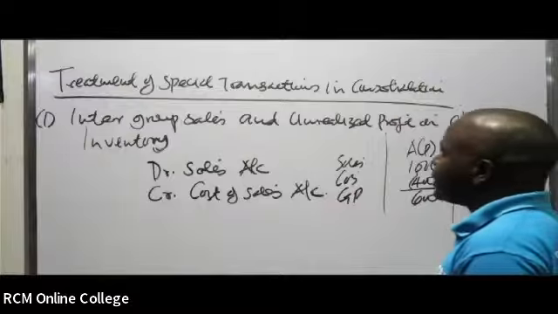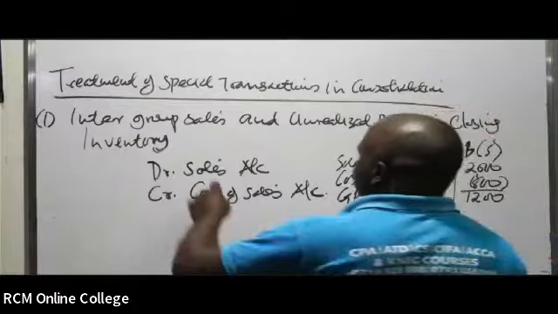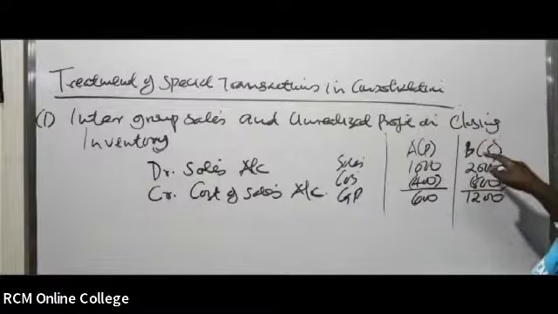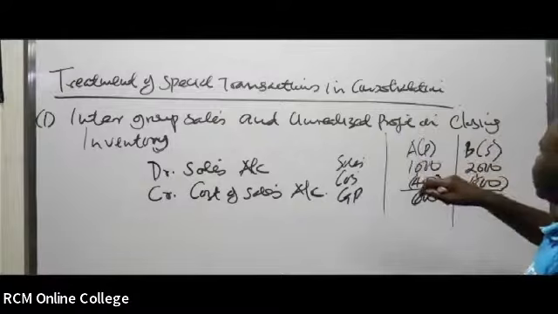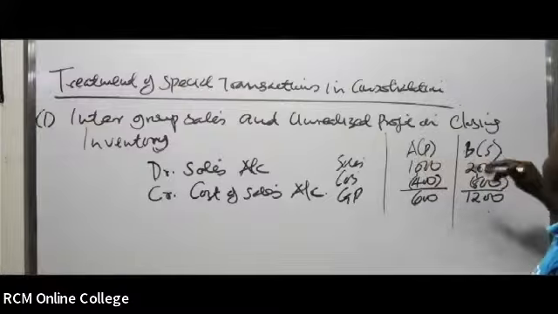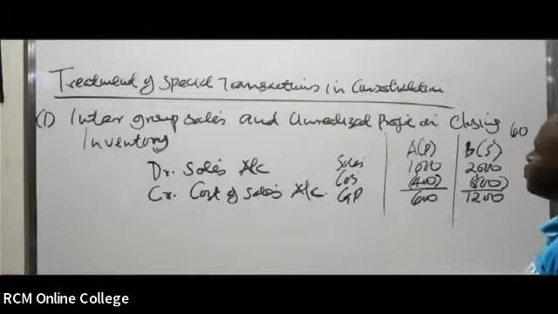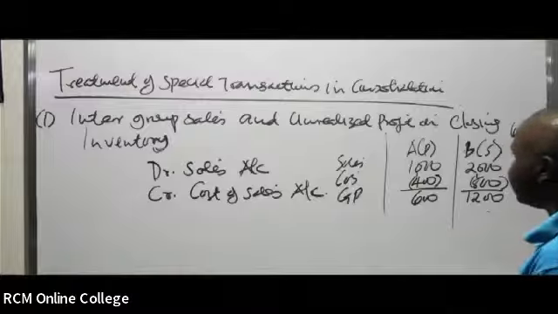Now, in the additional information, this is what they'll tell you. They'll tell you, for example, maybe B sold goods to A, or maybe A sold goods to B, maybe let's say 60. They can tell you something like that, because that's what an intergroup sale means.